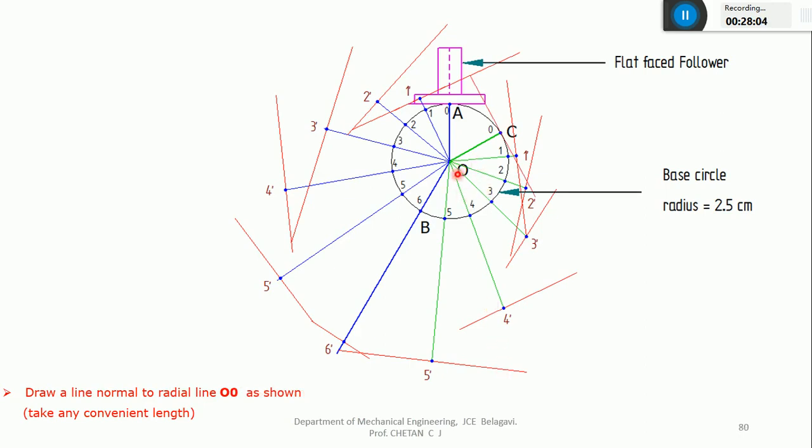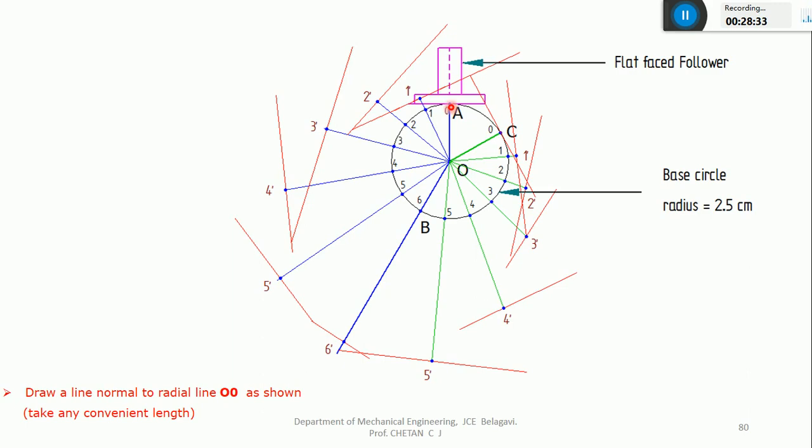Okay. Why are these perpendicular lines? Because you can see the flat face follower, it is perpendicular to the cam axis. So this is the cam axis or the follower axis, and the flat face is perpendicular. That's why I want these perpendicular lines with respect to all these radial lines. So this is the only change with respect to this flat faced follower. And after this, the last thing is again the same.